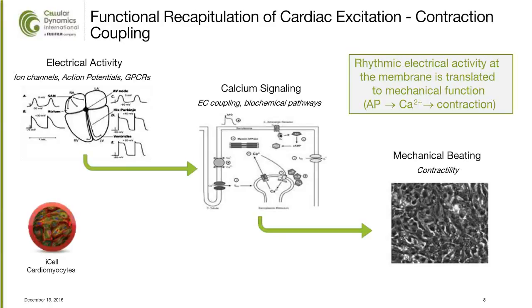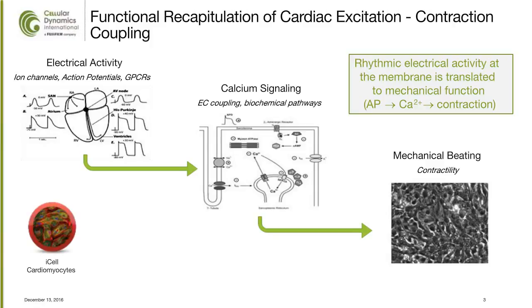Human-induced pluripotent stem cell-derived cardiomyocytes recapitulate many aspects of native cardiomyocyte biology. So these are human cardiomyocytes that give you access to human biology in vitro. Particularly, these cells display intact excitation-contraction coupling. This ranges from electrical activity at the membrane being translated to intracellular calcium handling with intact calcium-induced calcium release, intact sarcoplasmic reticulum, and also intact calcium and myofilament interactions that drive mechanical beating and contractility.